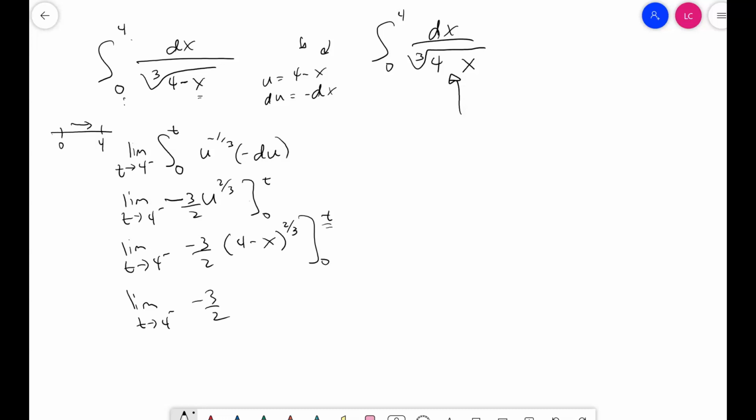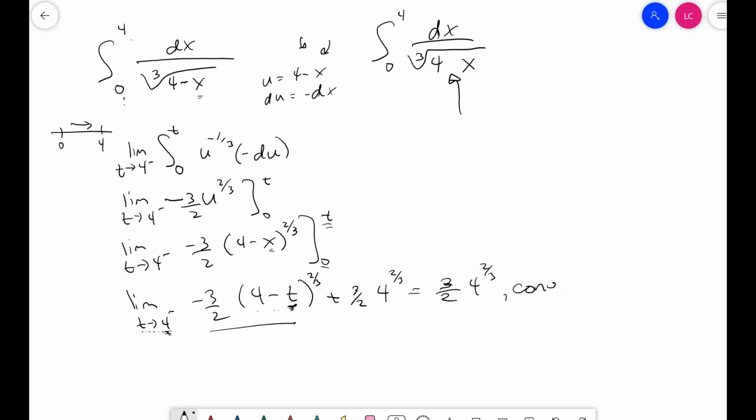Now plug the t in. So 4 minus t to the 2/3. Subtract a negative 3/2. So it's going to turn into positive 3/2. Now I'm plugging in x is 0. So I get 4 to the 2/3. So now I'm looking to take this limit. So you're never plugging in the 4. You look and think about it. Okay, as t goes to 4 from the negative side, I put the t of 4 in here. This gives me 0. So this whole term goes away. So you get 3/2 times 4 to the 2/3.